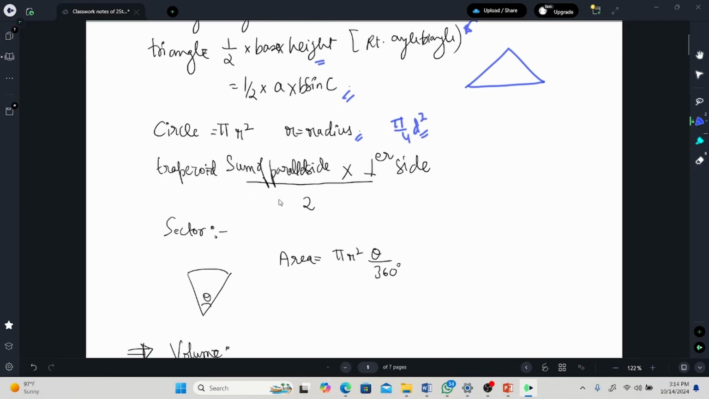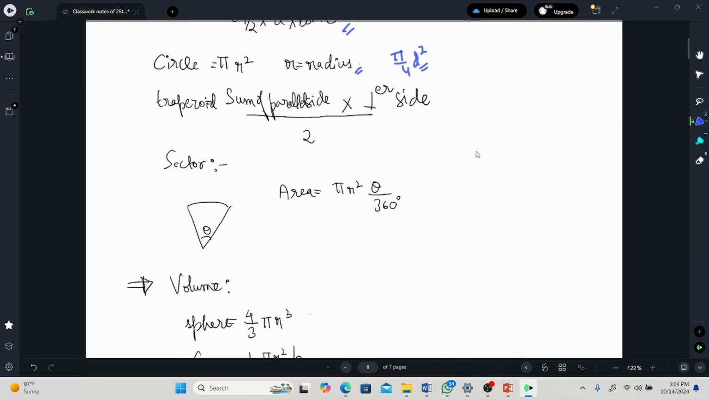Okay, for a trapezoid it is really simple. It is the sum of parallel sides divided by 2 into the perpendicular side. Suppose this is your trapezoid, and the parallel sides are a and b. So you take a plus b, the sum of parallel sides, divided by 2 into its perpendicular side. Suppose this is the perpendicular side and it is h. So this is the formula for a trapezoid.